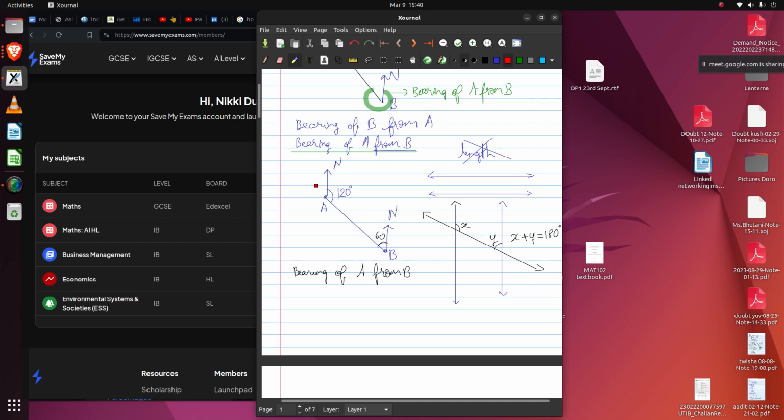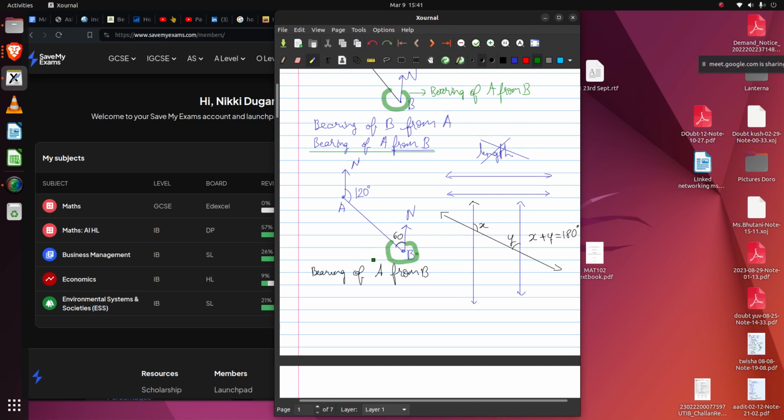If I want the bearing of A from B, where should I start? Should I start at this north or this north? Which one? You start from B and the north direction of B, and go clockwise. And I keep going until what? Until you reach the point. Until I reach the line joining A and B. The line joining A and B, right?